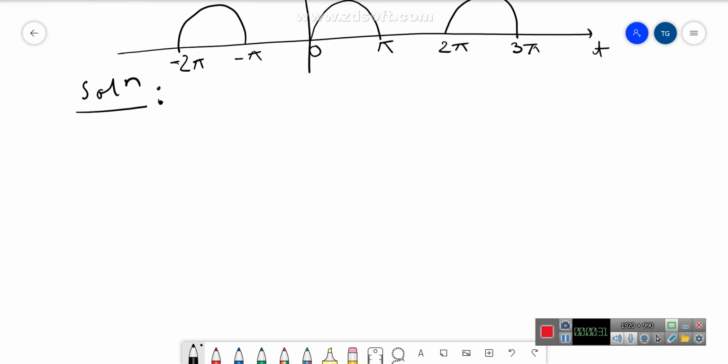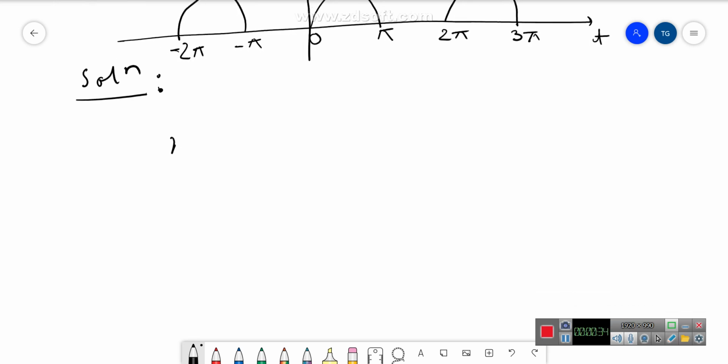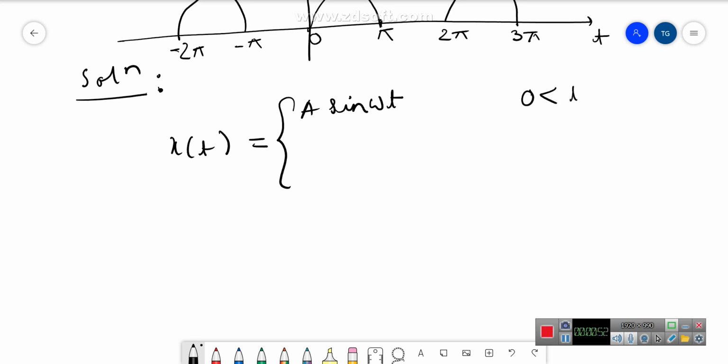So this waveform can be represented as x of t is equal to A sine omega t, right? This is a sine term, but it is only a sine function from 0 to pi. From 0 to pi, it has a sinusoidal nature, but from pi to 2 pi it is 0. So this is 0 for pi less than or equal to t less than or equal to 2 pi.